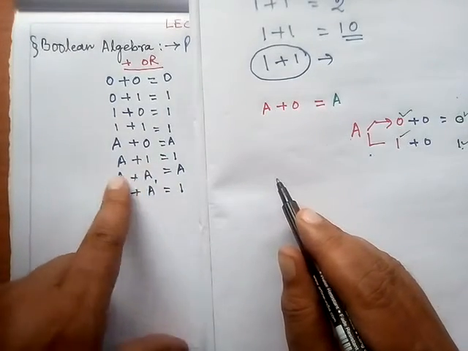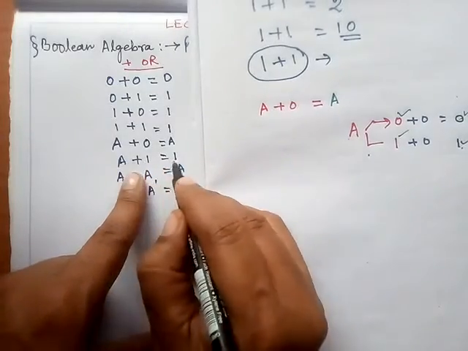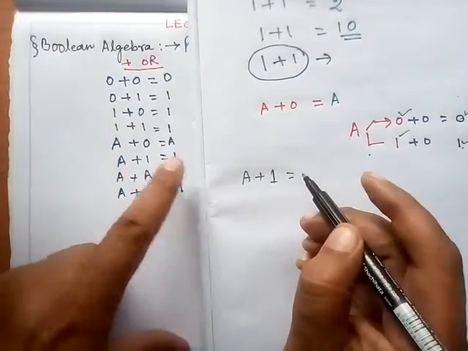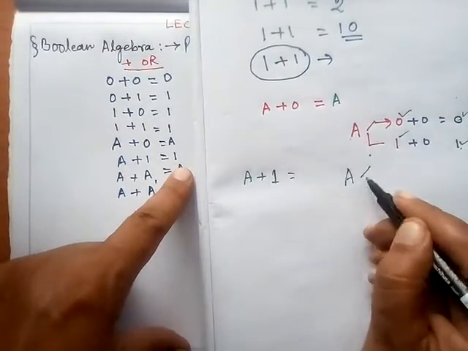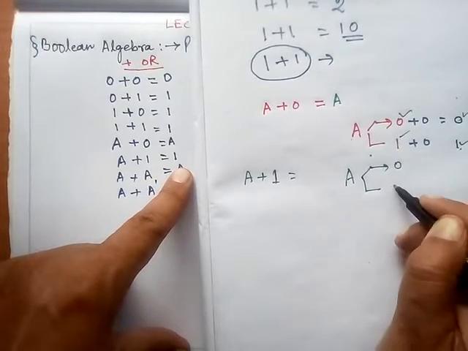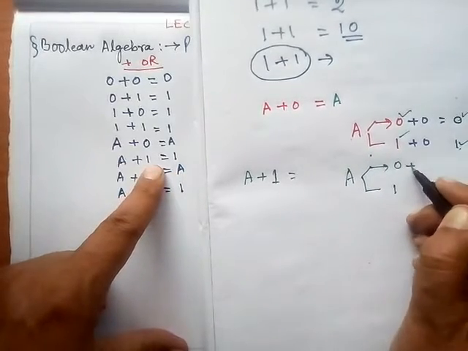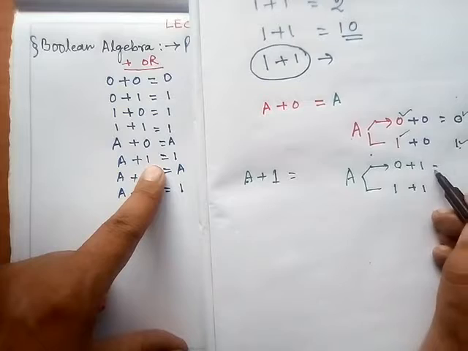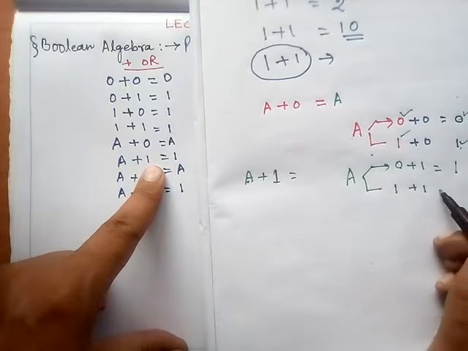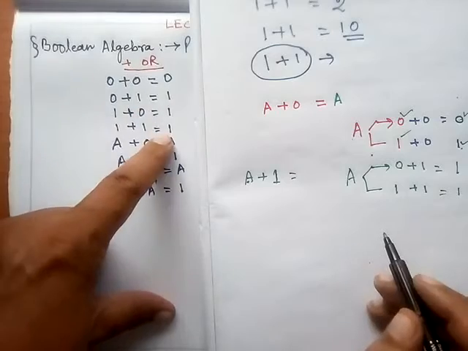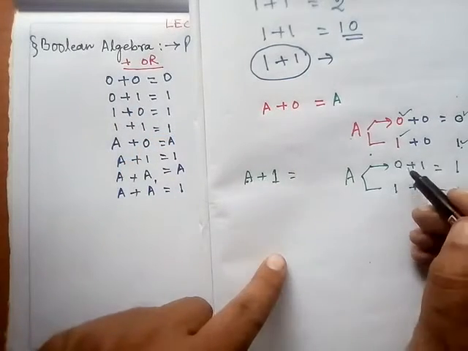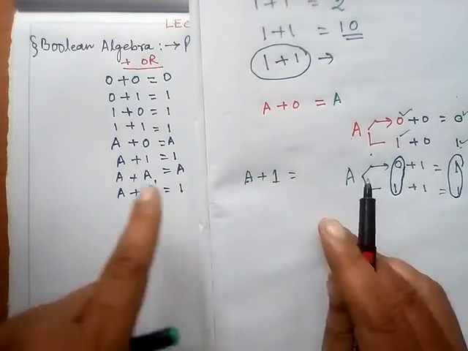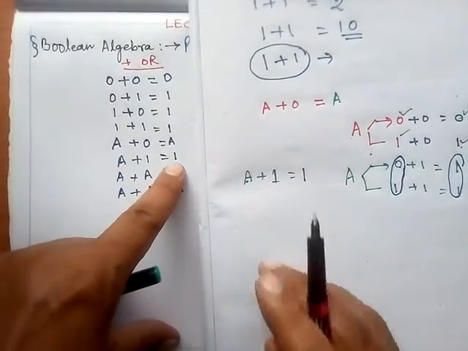Similarly, let's talk about A plus 1. What is A plus 1 equal to? Again, A can have two values, 0 or 1. Either it can be 0 plus 1 or it can be 1 plus 1. 0 plus 1 is equal to 1 and 1 plus 1 is equal to 1. So irrespective of the value of A, whether it is 0 or 1, the result is 1. So A plus 1 is equal to 1.